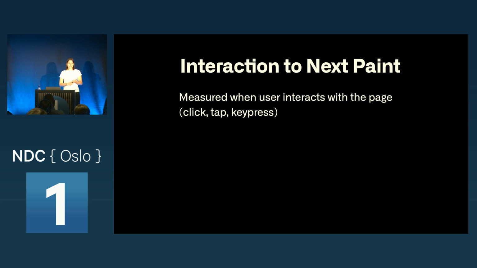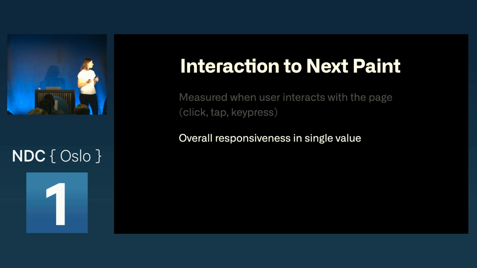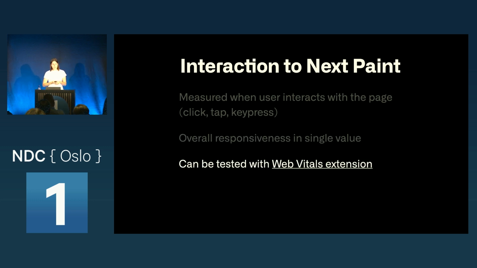It's measured, as I said, when the user interacts with the page: click, tap, key press. It's about overall responsiveness in a single value. You see it in the video in a moment. It can be tested using the Web Vitals extension.